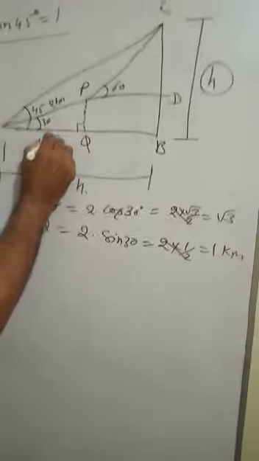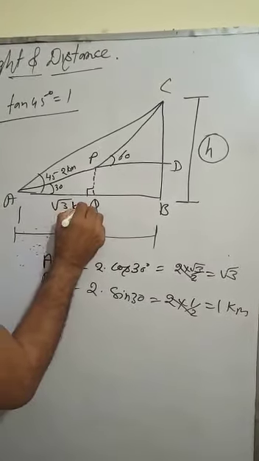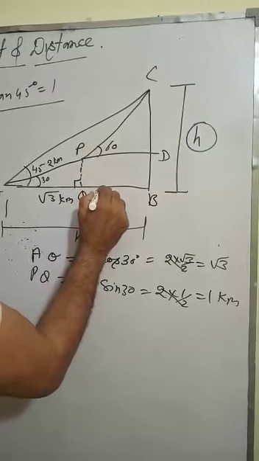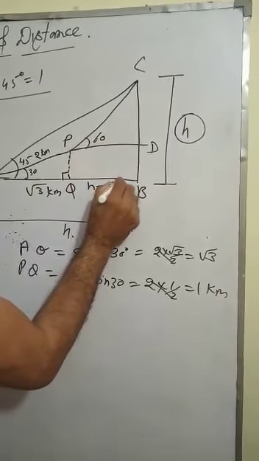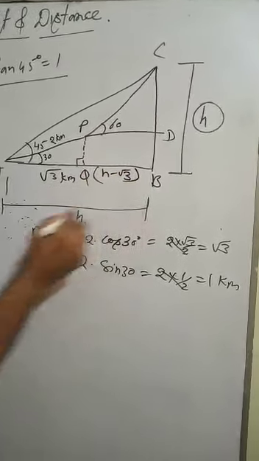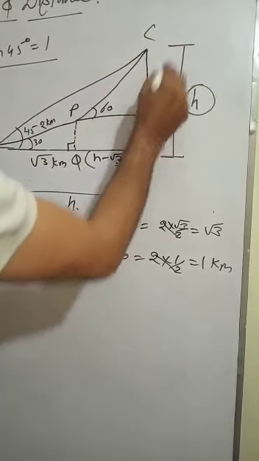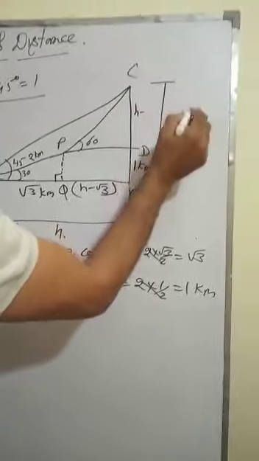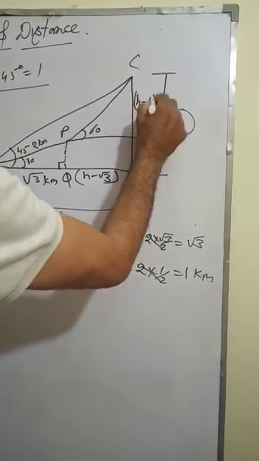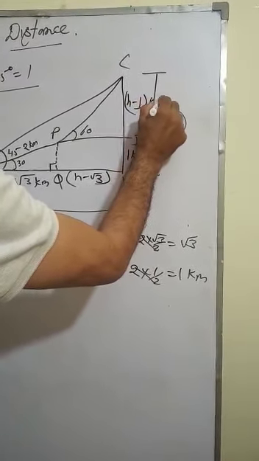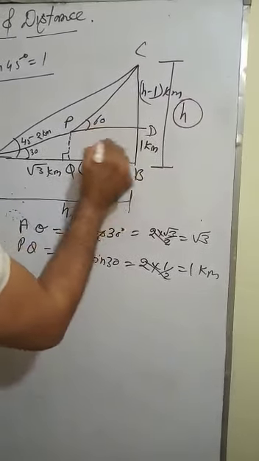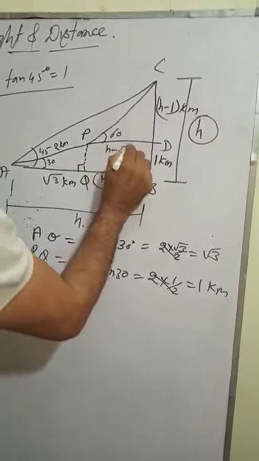This is root 3 kilometers, and this became h minus root 3. And this 1 kilometer, this became h minus 1 kilometer, and this became h minus root 3 kilometers.